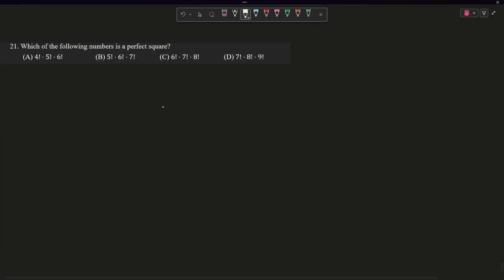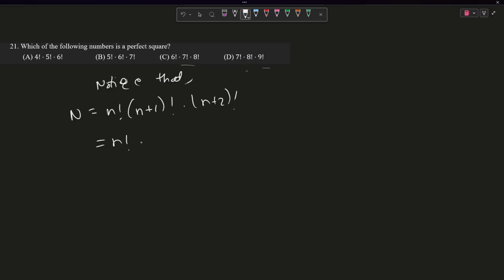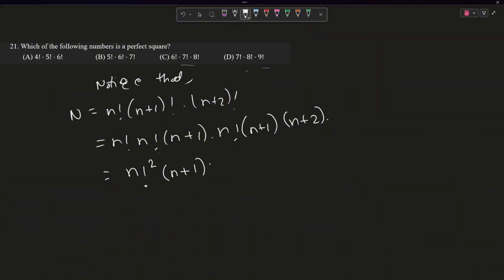So notice that all the numbers, n is equal to n factorial times (n plus 1) factorial times (n plus 2) factorial. All of them are just consecutive factorials, which is just n factorial times n factorial (n plus 1) times n factorial (n plus 1) times (n plus 2).